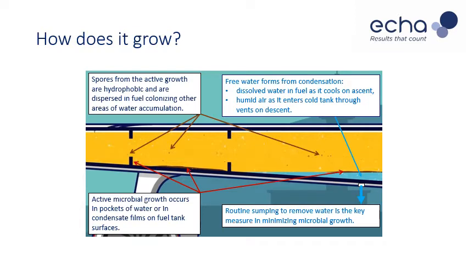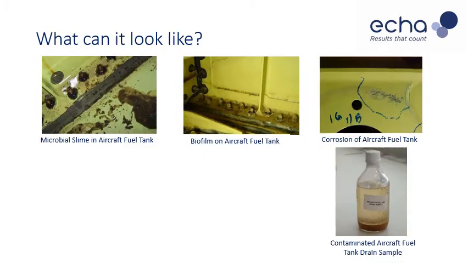Of course, regular draining of tanks to remove water is the single most important measure that you can take to prevent microbial growth. If you can't effectively control the amount of water in a fuel tank, this is what can happen. Microbial slimes develop which clog filters and foul gauges and can eventually cause corrosion.